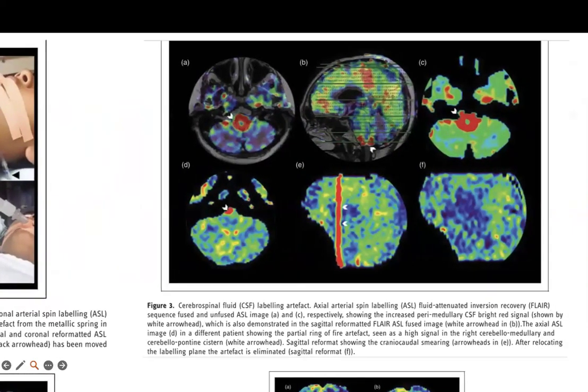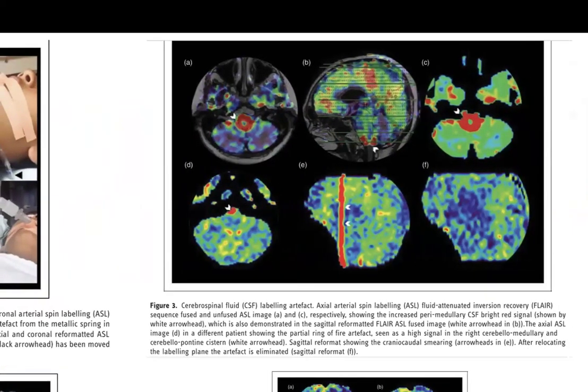Second is called the ring of fire artifact, where instead of labeling only blood, it has labeled the CSF also. So CSF will accumulate in these perimedullary areas, and it will appear as a ring. It is called ring of fire artifact. So we just have to reposition the labeling, and that will get resolved.